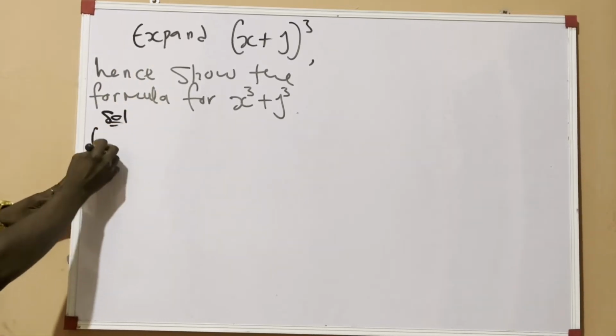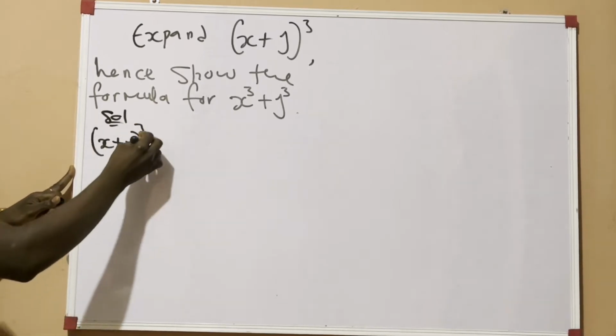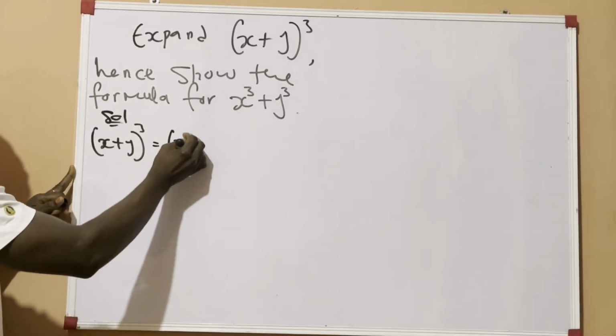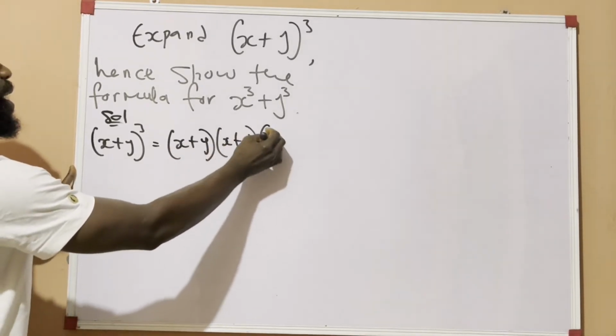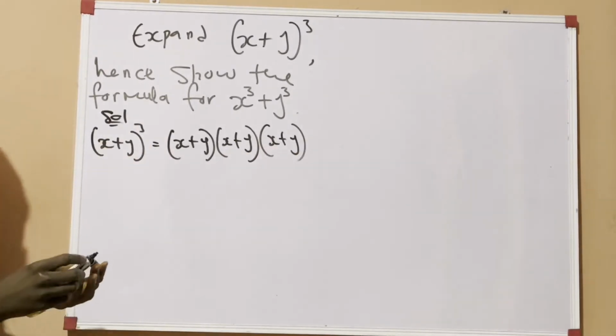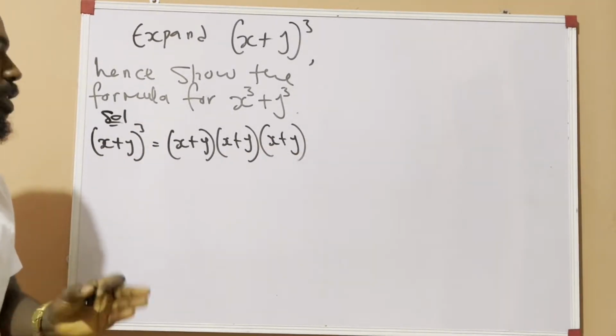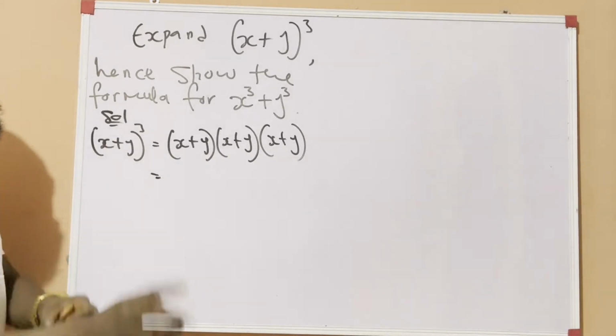When you say (x + y) all raised to the power of 3, it simply means (x + y) and another (x + y) and (x + y), because the cube here means x + y repeats 3 times. Now this is what we're going to do. First, let us multiply these first two brackets.